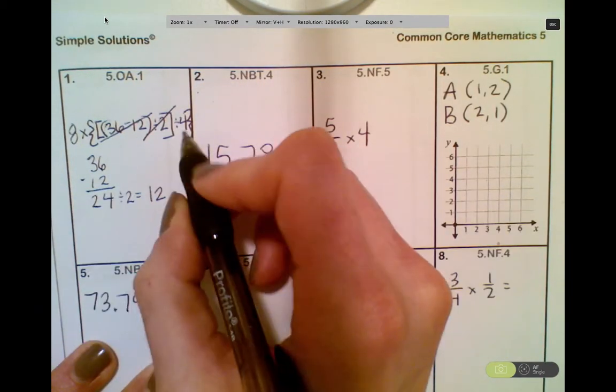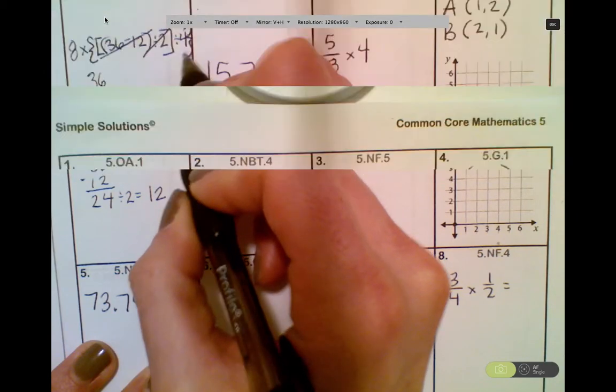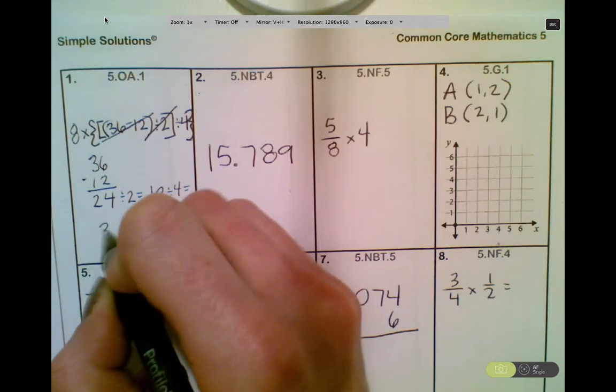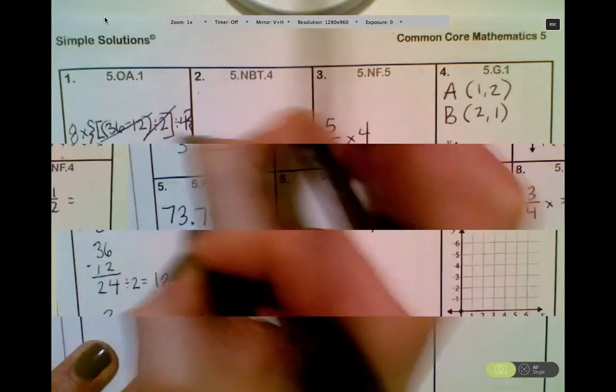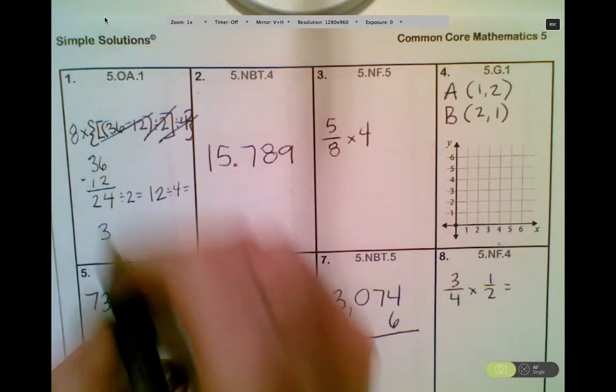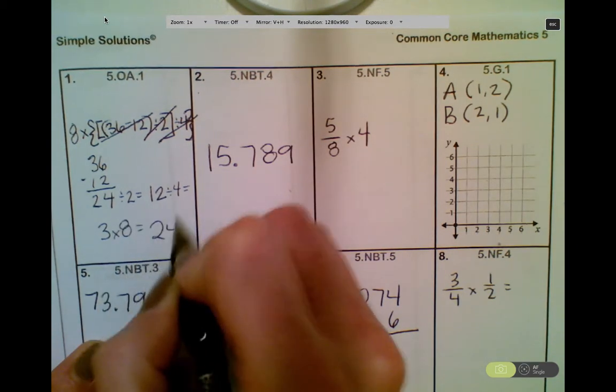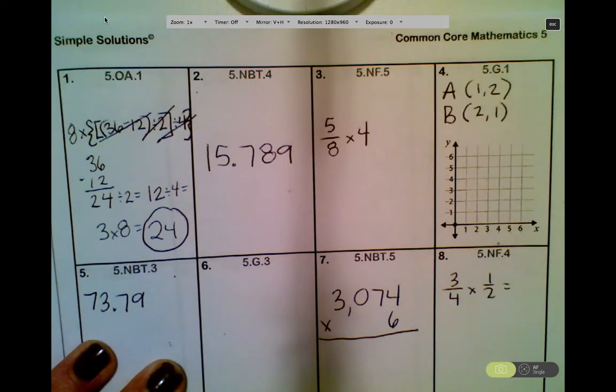Now I have to go to the outermost bracket. 12 divided by 4 is 3. And then finally I can go with the outside, and I take 3 times 8, which is 24. My answer is 24.